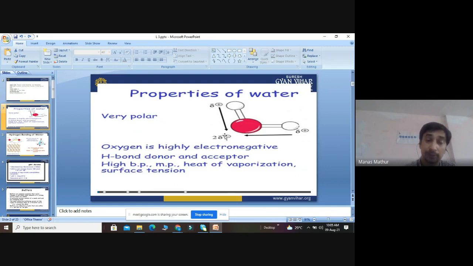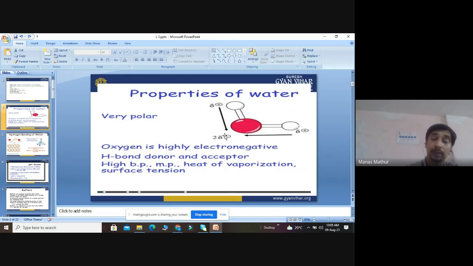Okay, and it has surface tension. Why surface tension? Because water can assume any shape according to the vessel. Suppose you pour water in a glass, it will take the shape of the glass. Suppose you take water in a jug, it will take the shape of the jug. Means water can adapt to any shape in which it is poured. If it is poured in a test tube, it will appear test tube-like. All this occurs because of surface tension. So the bonding in water is hydrogen bonding. Oxygen is highly electronegative.